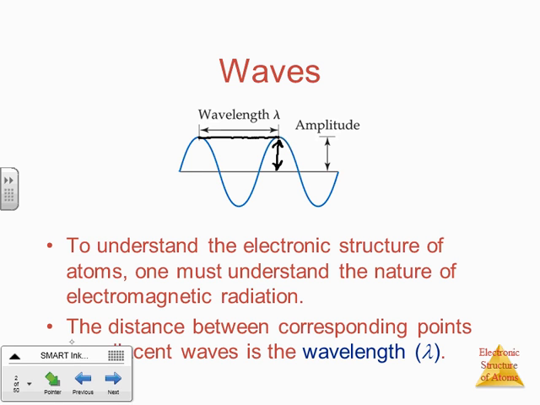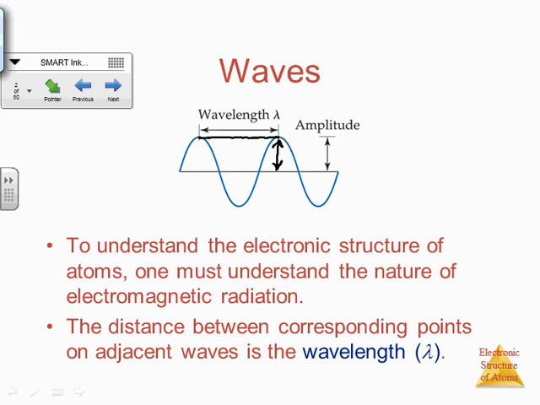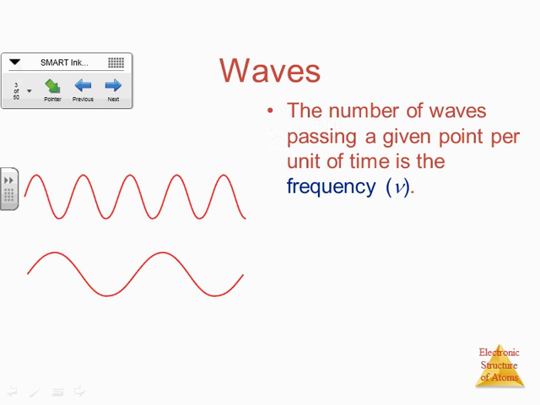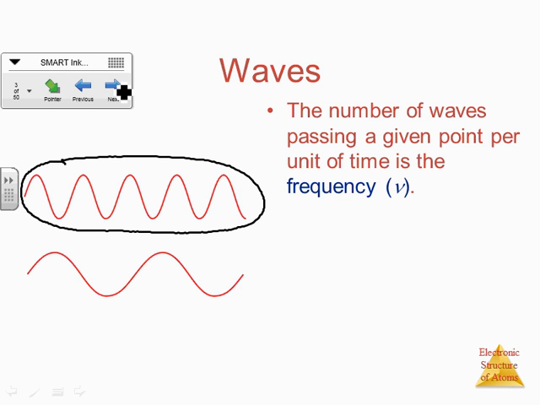All right. So you can see the distance between corresponding points is the wavelength, and there are no blanks to fill in on this, so I can go pretty fast here. The number of waves passing a given point is frequency. And so, as you can see, the one on the top here has a higher frequency because there are more of those waves. If those waves were moving past you, you would see more of them go past in a minute than you're going to see of these going past in a minute.